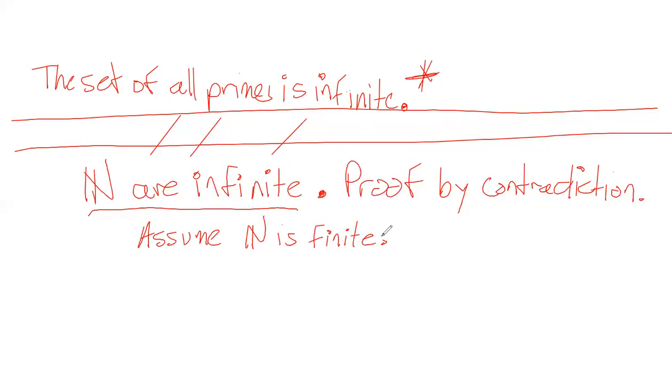So assume N is finite. What does that mean? That means that there exists an n such that the cardinality of N is equal to n. So we have n elements. There exists some n. It's finite. We can count the elements. There's n of them. So we can list them out, and we can write them out as, say, x1, x2, x3, dot, dot, dot, xn.